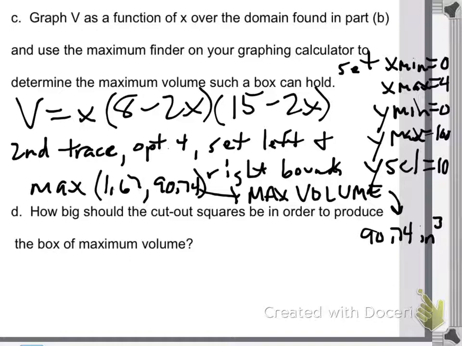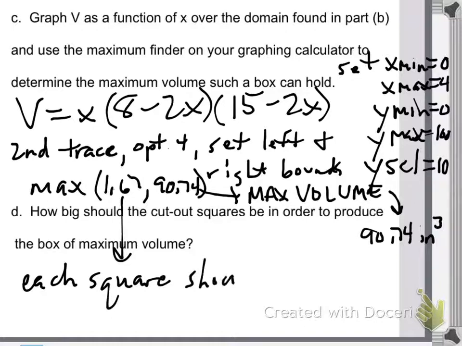Now, when it says how big should the cutout squares be in order to produce the box of maximum volume, well, that's just the x coordinate. So each square should have 1.67 inch sides. Okay? So use your calculator to find the max.